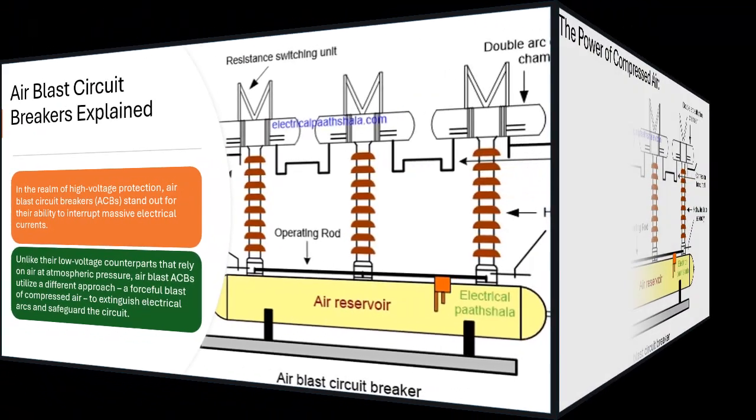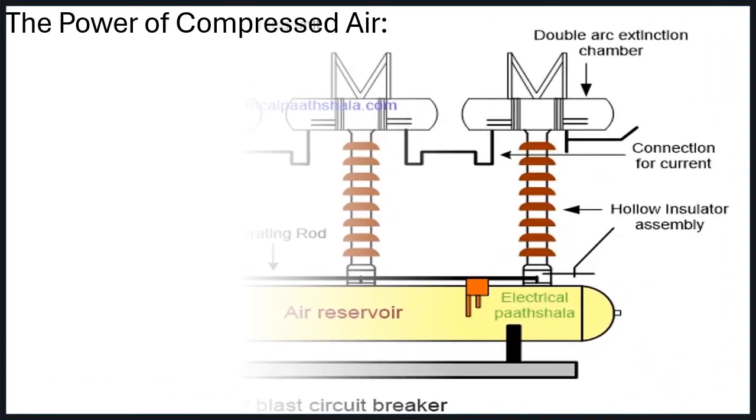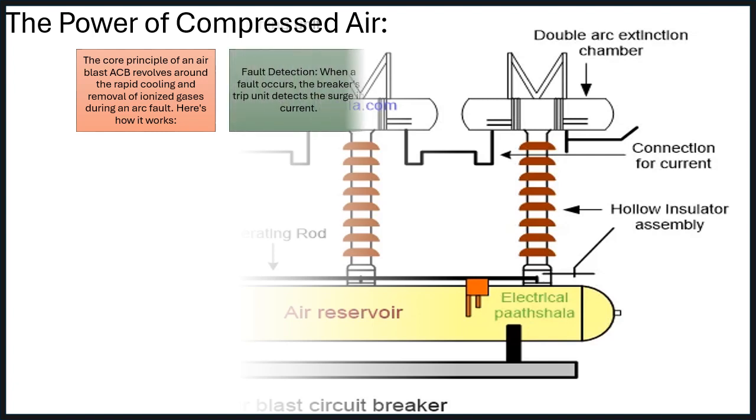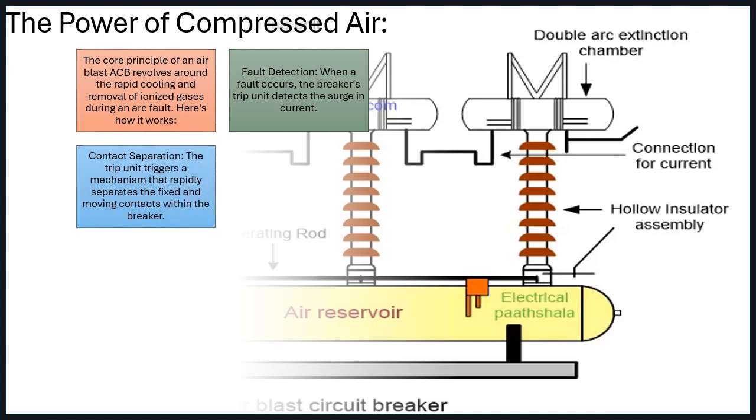The power of compressed air. The core principle of an air blast ACB revolves around the rapid cooling and removal of ionized gases during an arc fault. Here is how it works. Fault detection. When a fault occurs, the breaker's trip unit detects the surge in current. Contact separation. The trip unit triggers a mechanism that rapidly separates the fixed and moving contacts within the breaker.